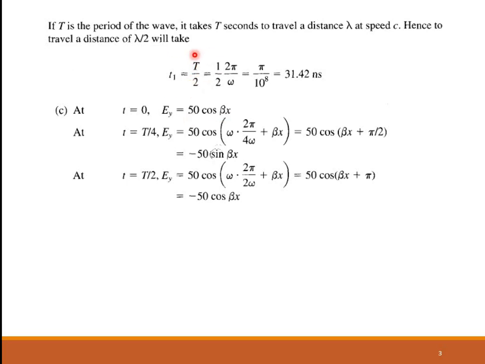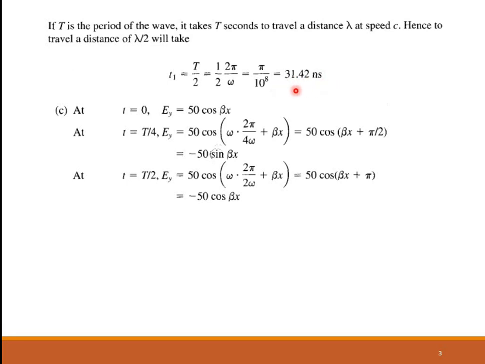See, this is easy. Just do a cross multiplication. Corresponding to capital T, the distance covered is lambda. So for a distance lambda by 2, what is the time? When you cross multiply, you get this expression: T1 is T by 2. And the expression for T, the time period, is 1 by f, which can also be written as 2 pi by omega. Please note, this expression is important and is something you need to know. The time period T is 1 by f, which is the same as 2 pi by omega. And we know the value of omega. So when you substitute, you will get the time taken to travel a distance lambda by 2.